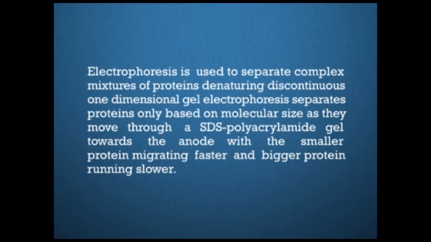Electrophoresis is used to separate a complex mixture of proteins, denaturing. Discontinuous one-dimensional gel electrophoresis separates proteins only based on molecular size as they move through an SDS polyacrylamide gel towards the anode, with the smaller proteins migrating faster and bigger proteins running slower.